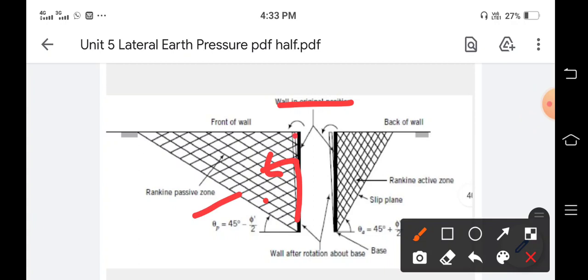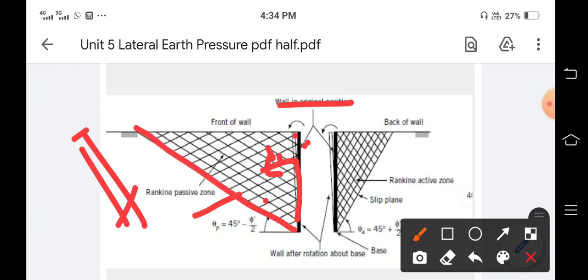Okay, so this dotted line will show that in the initial condition it is at the black position, the original position, and at the end condition it is moved towards the backfill. We see that a large area is covered by this passive condition. There is a large amount of expansion due to this passive condition, or we can say a large amount of deformation. This deformation is called positive deformation.